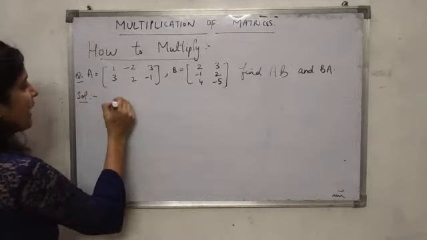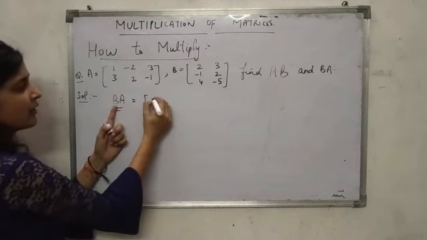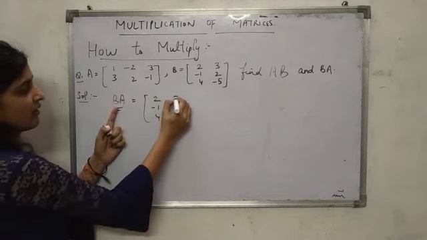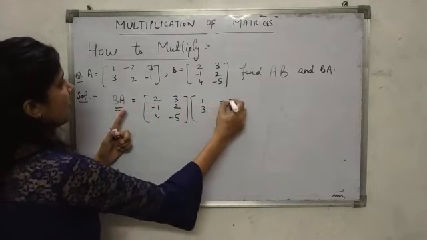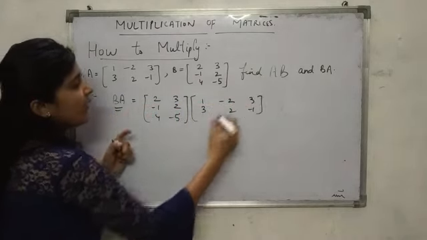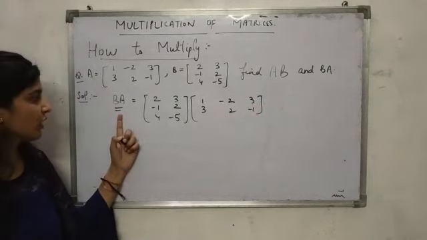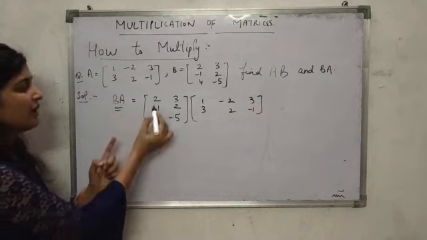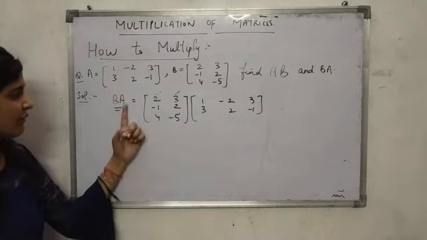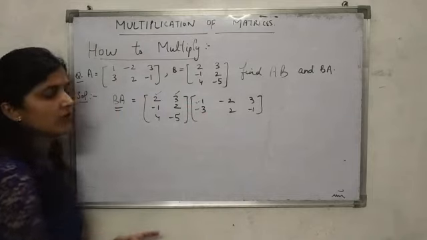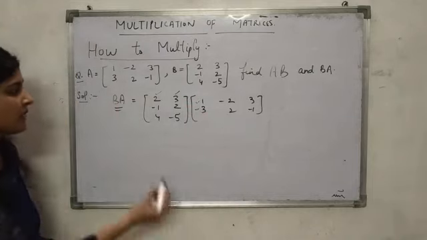Now we will find BA. To find BA, substitute the value of B in the same way. Substitute the value of A. Now, firstly you will check whether the condition is fulfilled or not. For BA, number of columns, that is 2, must be equal to number of rows of A, 2. Both are the same, so BA is defined. So we will multiply in the same way.